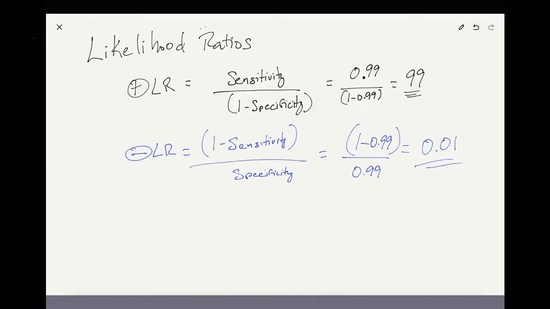Similarly, a negative likelihood ratio is the likelihood that somebody tests negative and doesn't have the disease, right? So we're going to take the false negatives, so 1 minus the sensitivity, divided by the specificity, and that's going to give us a number that's less than 1. So positive likelihood ratios give you a number that's 1 or greater. Negative likelihood ratios give you a fraction less than 1, right? So a number between 0 and 1 is where negative likelihood ratios live.